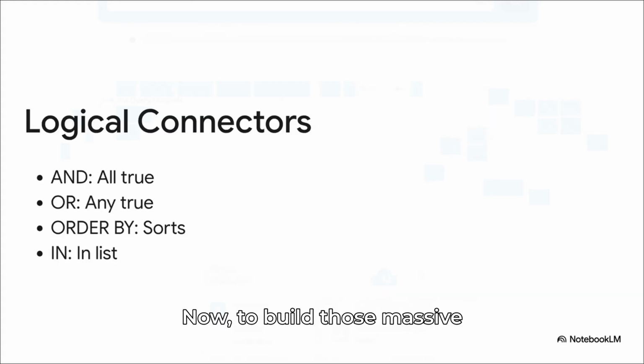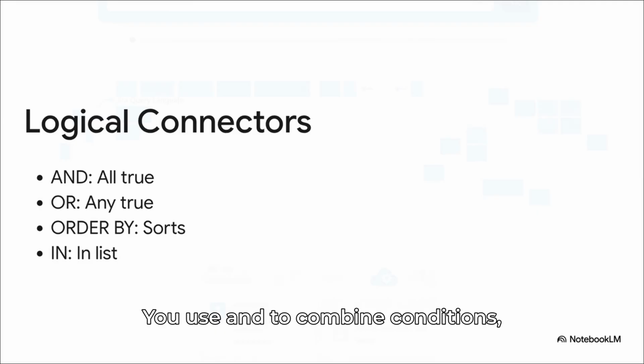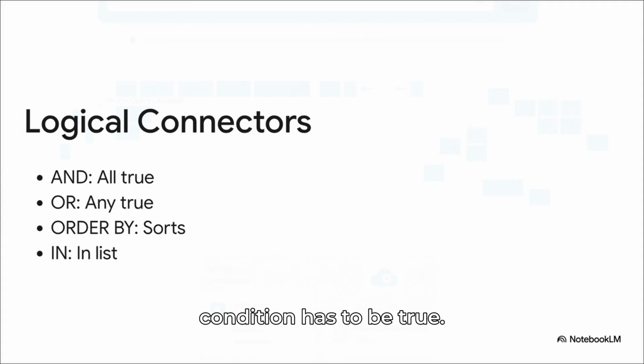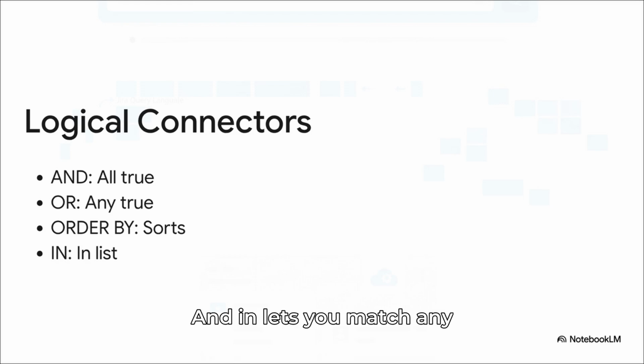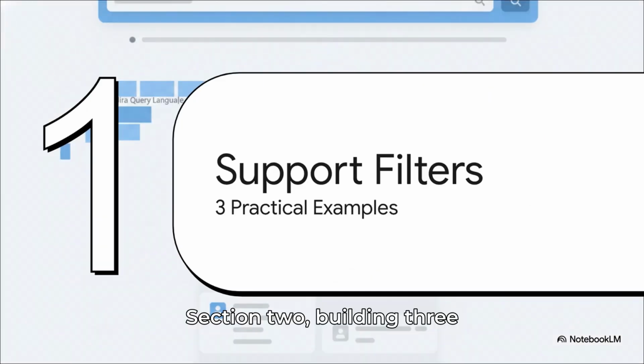Simple, right? Now, to build those massive, time-saving searches, we just take those basic blocks and stack them together using logical connectors. You use AND to combine conditions, meaning a ticket must meet all the criteria to show up. You use OR to expand your search so at least one condition has to be true. Order by is an absolute game changer. It sorts the results so you see the oldest or highest priority tickets right at the very top. And IN lets you match any value in a specified list, which is perfect for searching across multiple specific statuses all at once.